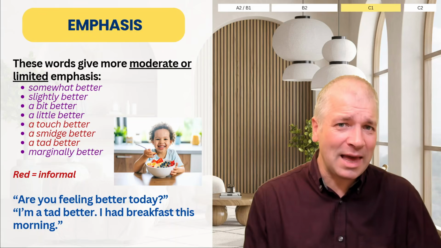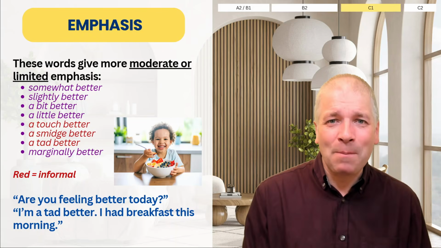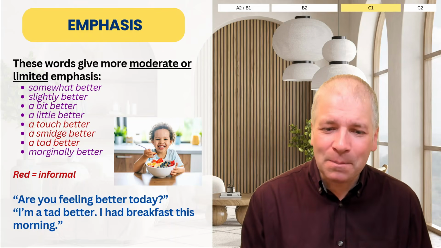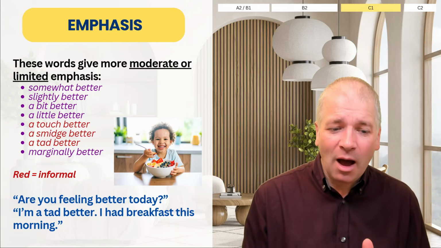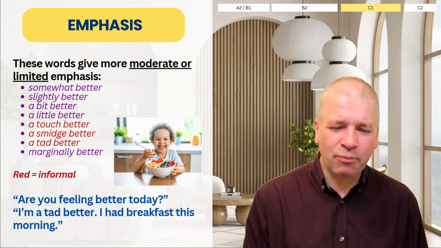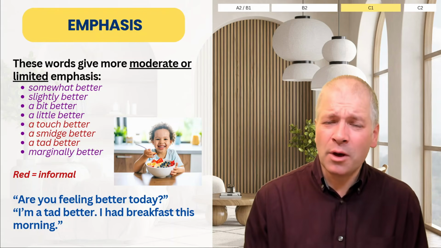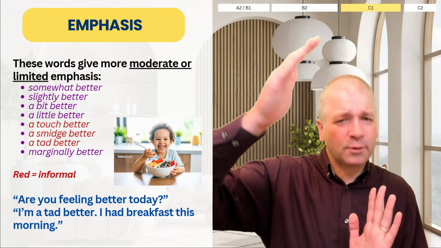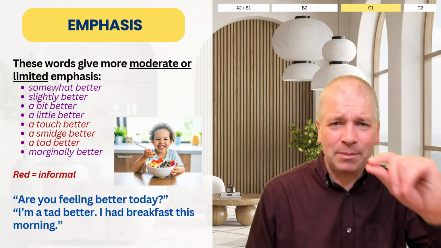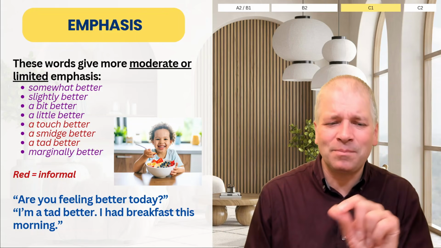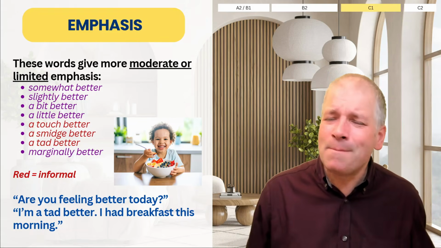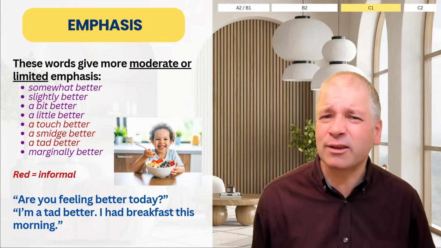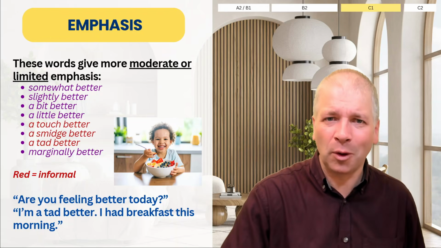Perhaps this child was ill yesterday and the parent asks, "Are you feeling better today?" And the child answers informally, "I'm a tad better. I had breakfast this morning." So they're not feeling lots and lots better. They're just feeling a little bit better. So they're a tad better. But they could have used one of the other words too. I'm somewhat better. I'm marginally better. But since it's a child, I've picked an informal one.